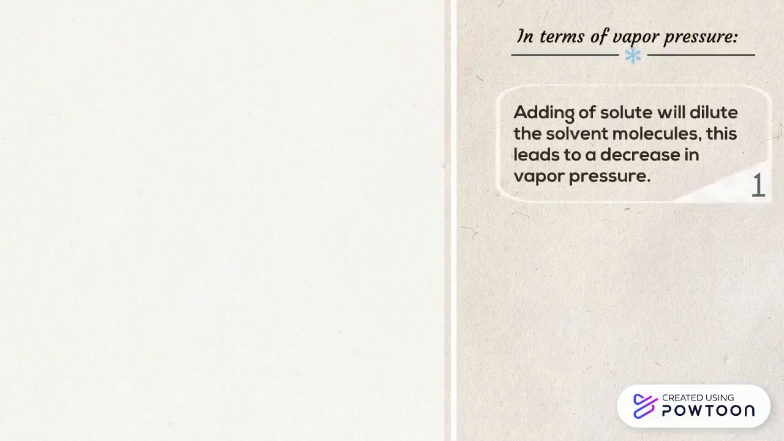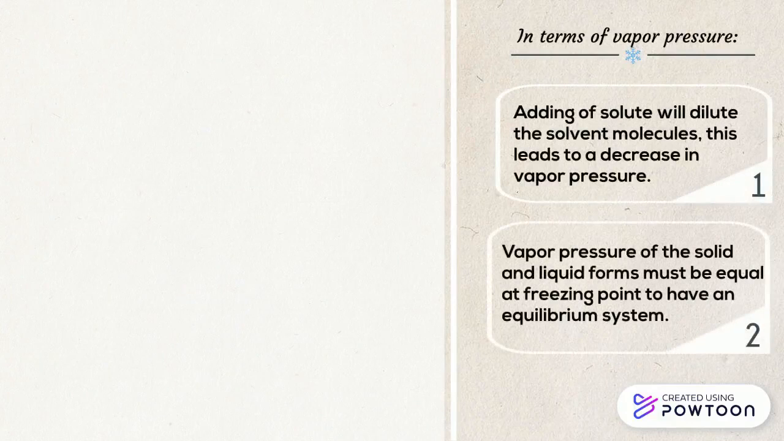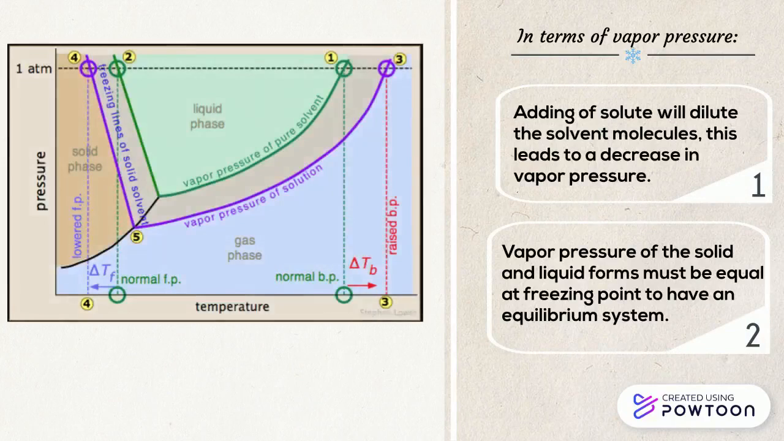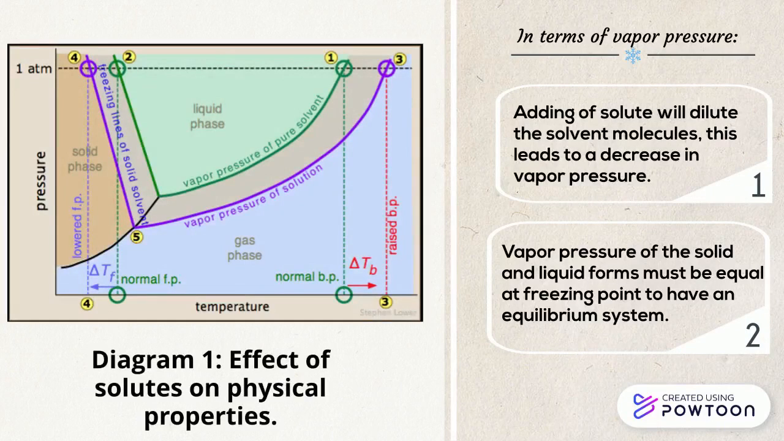In terms of vapor pressure, adding of solute will dilute the solvent molecules. This leads to a decrease in vapor pressure. Vapor pressure of the solid and liquid forms must be equal at freezing point to have an equilibrium system. The diagram shows the effect of solute on physical properties.